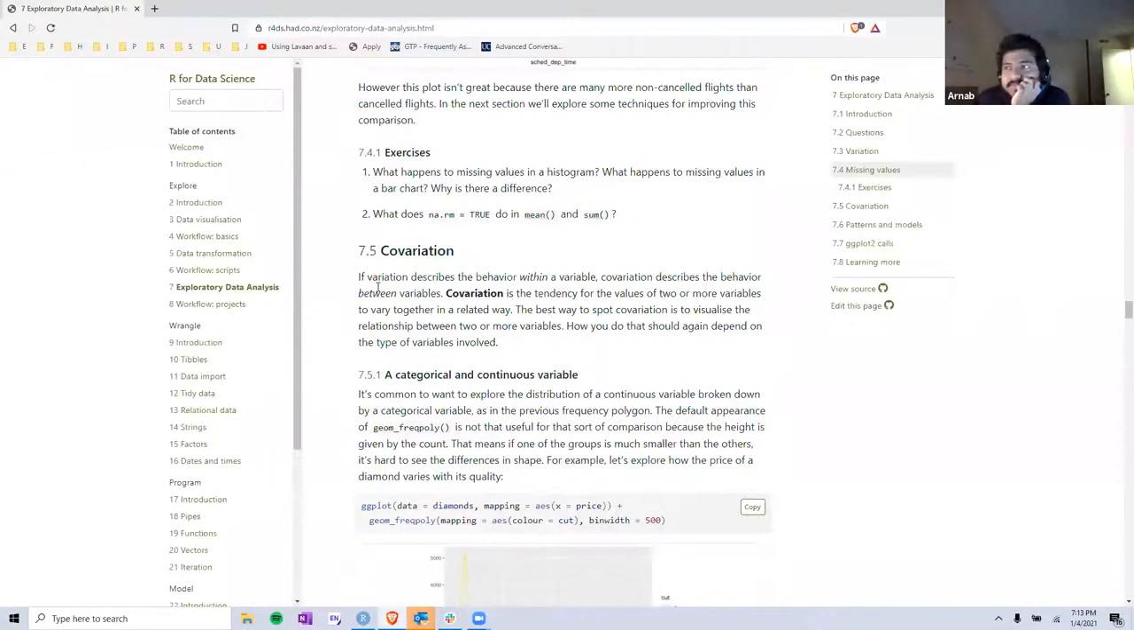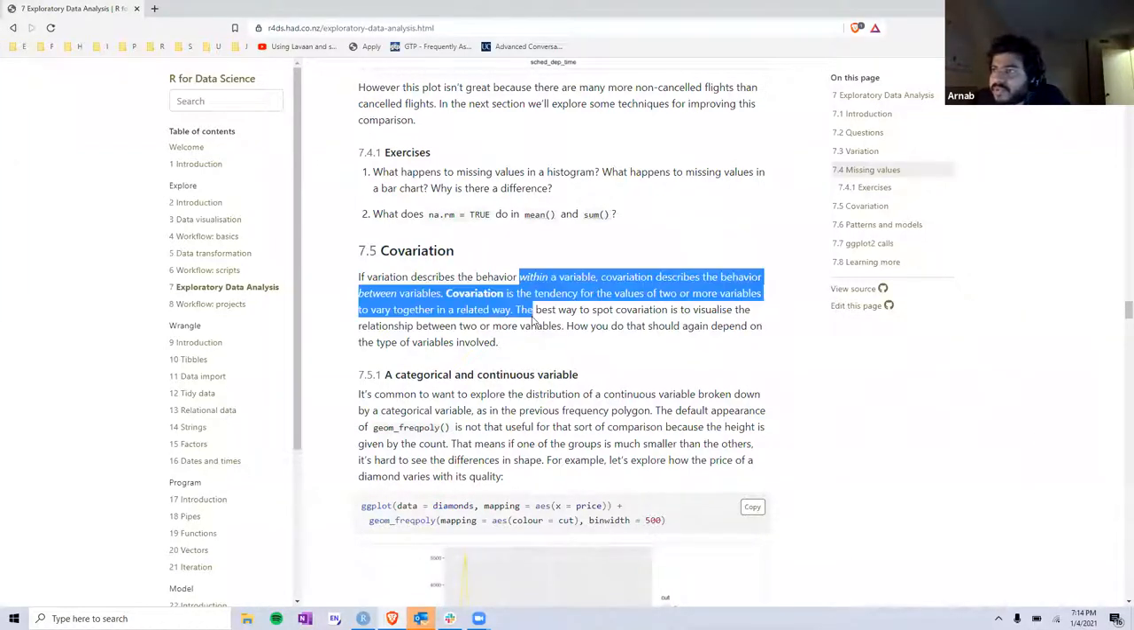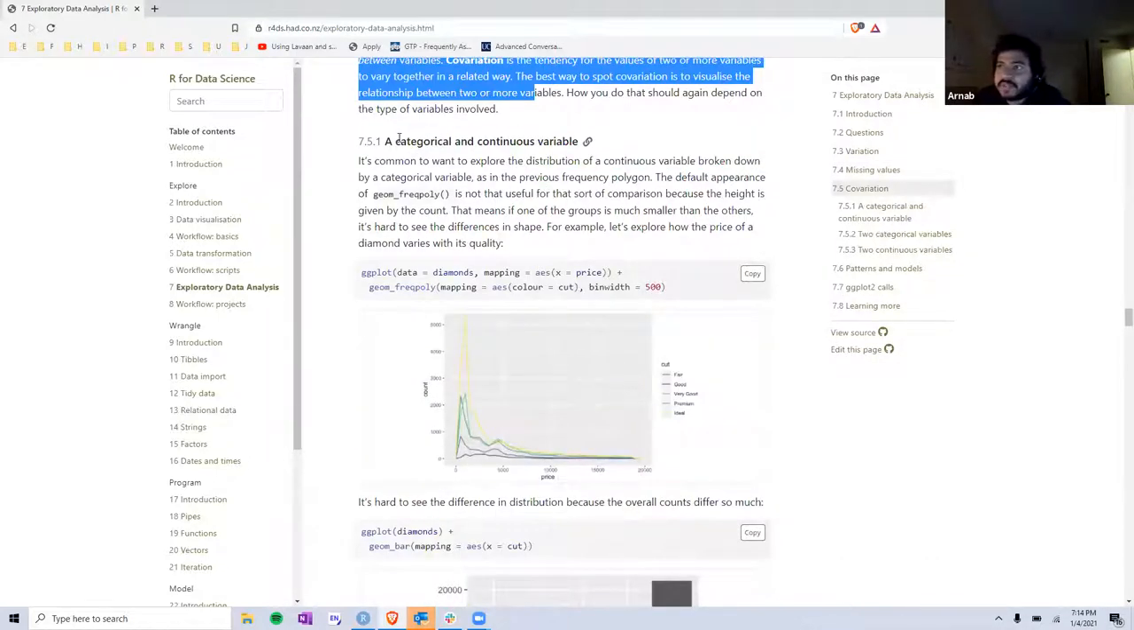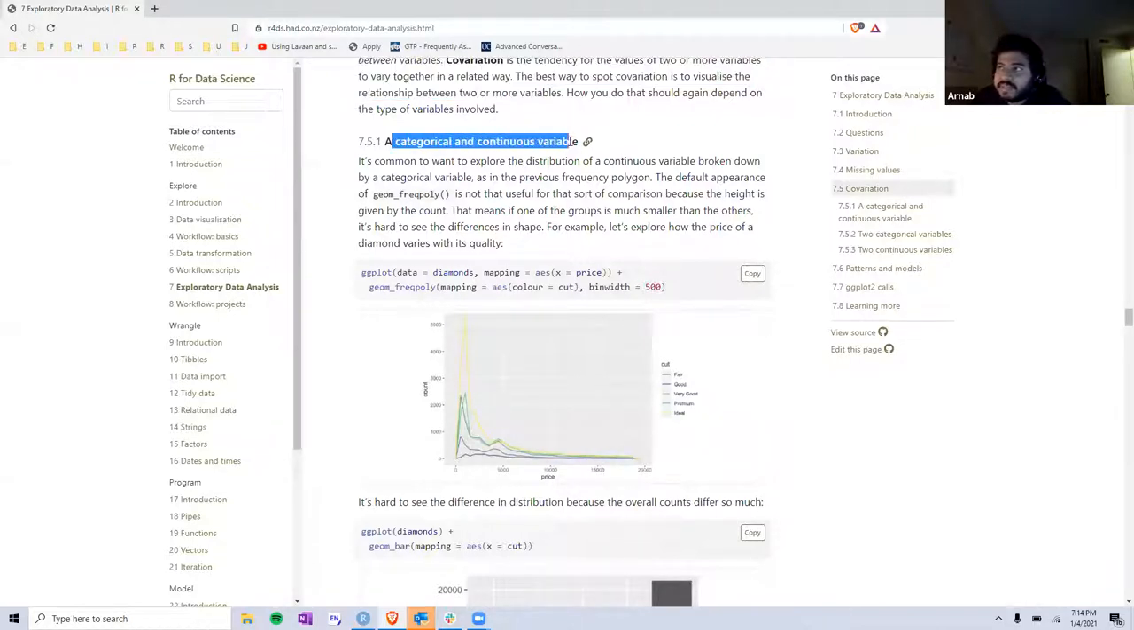let's move on. The next part of the chapter is about covariation. So how two variables vary with each other. So far we have been looking at distributions, or how a variable varies within itself, and now we'll be contrasting two different variables and seeing how they vary with each other. The first section is a use case where one variable is a categorical variable and the second variable is a continuous variable.